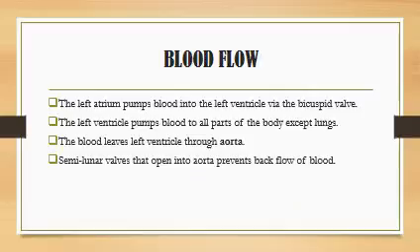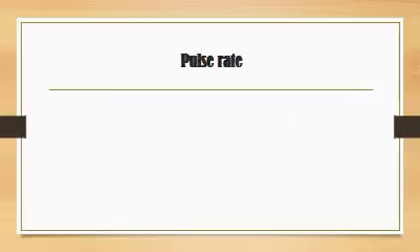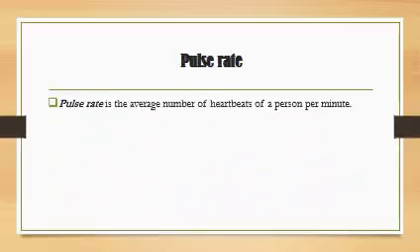In the aorta we have semilunar valves. These valves prevent the backflow of blood. The circulation of blood from the heart to the tissues and back to the heart is called systemic circulation. That one is systemic circulation.